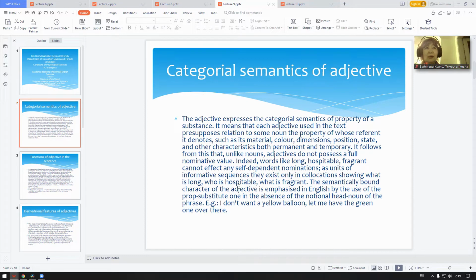Indeed, words like lawn, hospitable, fragrant cannot effect any self-dependent nominations. As units of informative sequences, they exist only in collocations showing what is lawn, who is hospitable, what is fragrant. The semantically bound character of the adjective is emphasized in English by the use of the prop-substitute "one" in the absence of the notional head noun of the phrase. I don't want a yellow balloon. Let me have the green one over there.